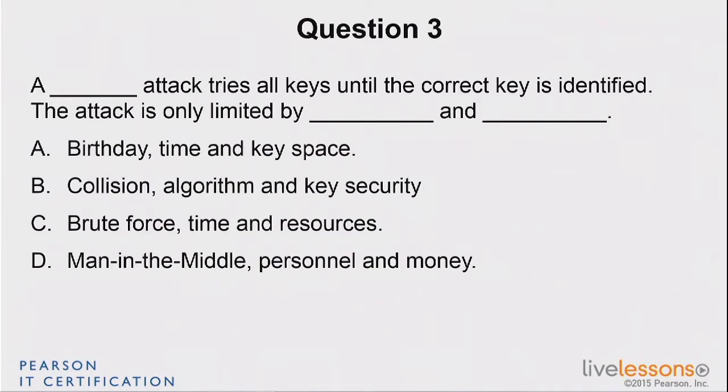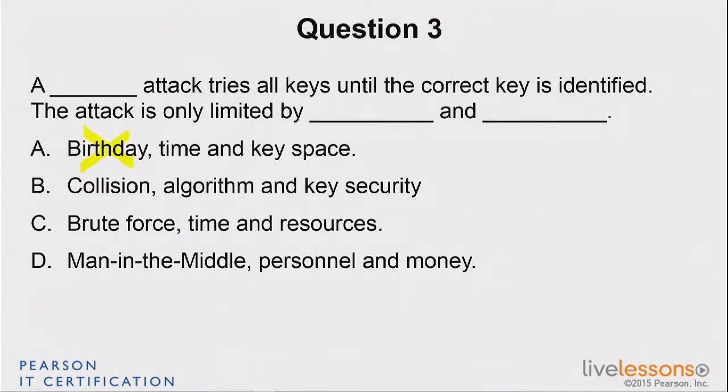Our first option is a birthday attack tries all keys until a correct key is identified. The attack is only limited by time and key space. Well, we know a birthday attack is based on the probability that if you have 23 or more people, there's a 50% probability that they'll have the same birthday. But that would be a collision attack. So if we said a collision attack tries all keys until the correct key is identified, that wouldn't even make any sense because that's going to be a hash attack. So we're going to get rid of that one.